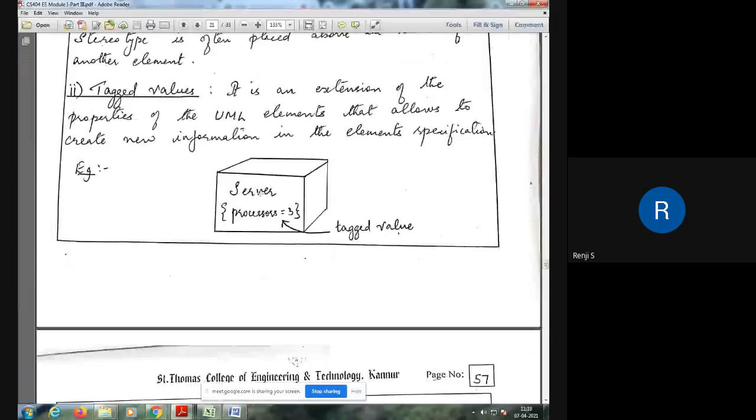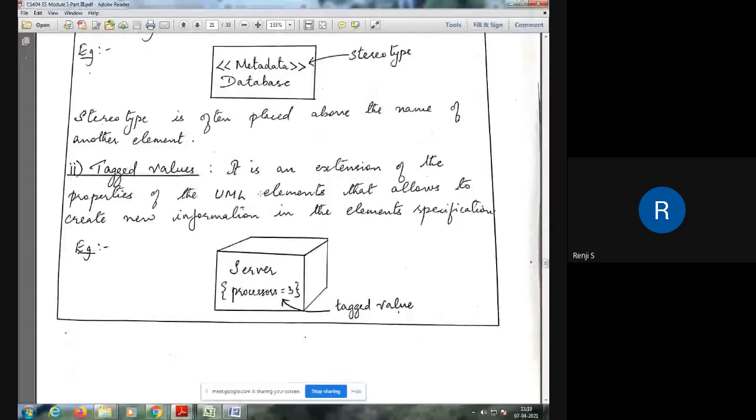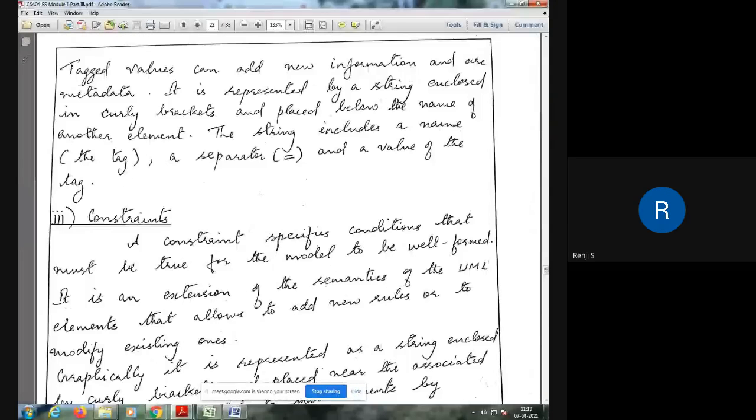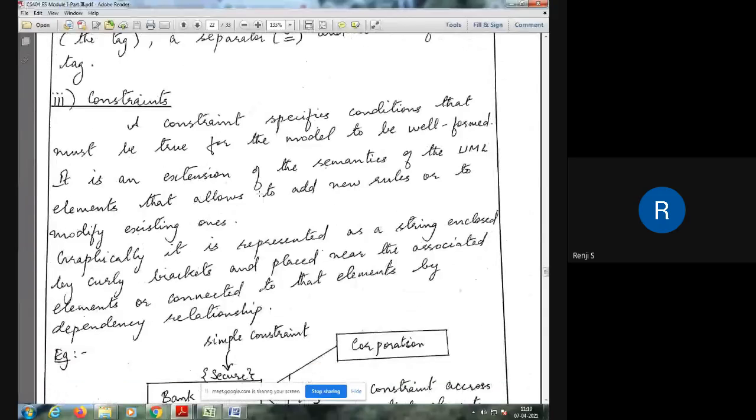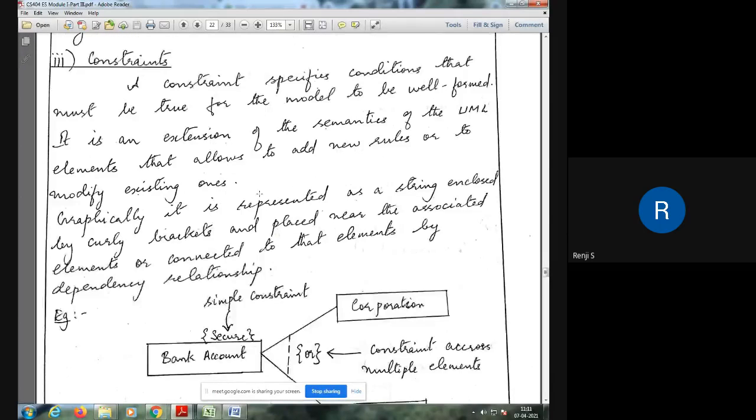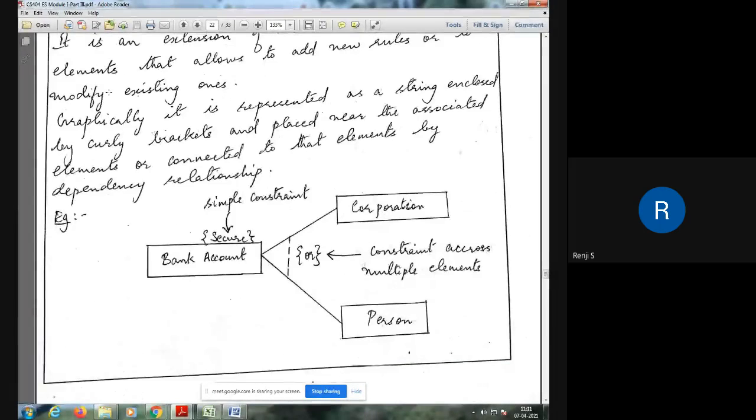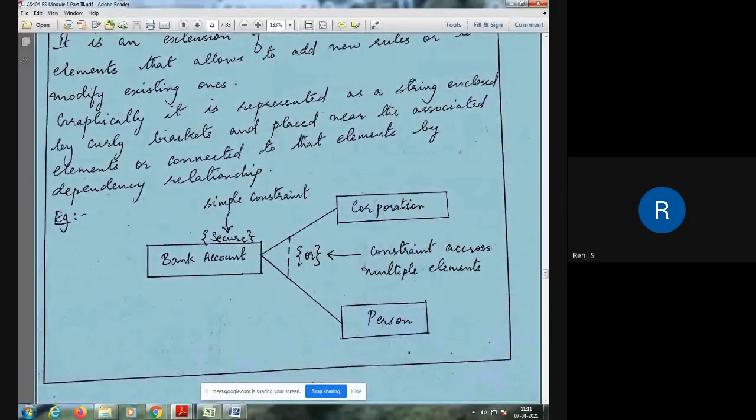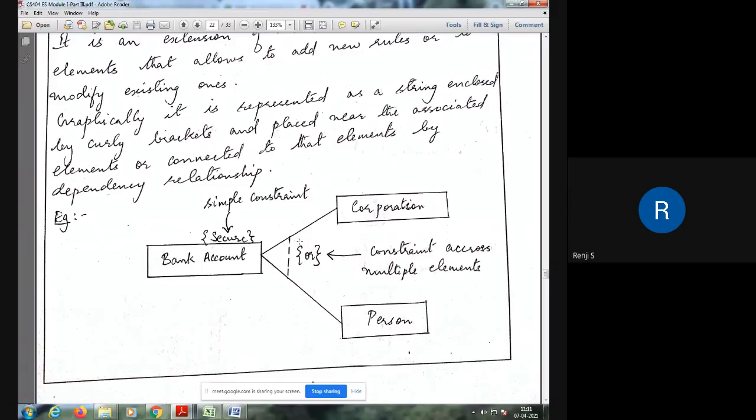So stereotypes, tagged values, and the third extensibility mechanism is constraints. Constraints specify conditions that must be satisfied for a system. Like in this example, we have shown there is a class named bank account, and this bank account is of two types: corporate account as well as a personal account. And then here the account can be either of these two.